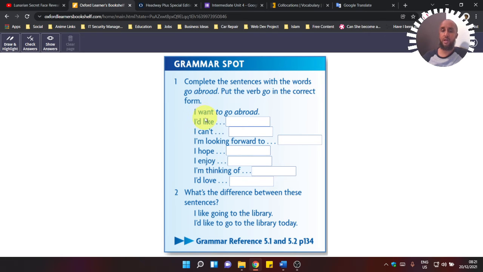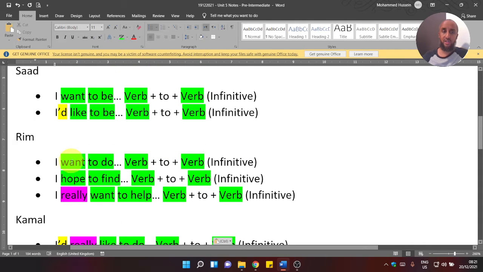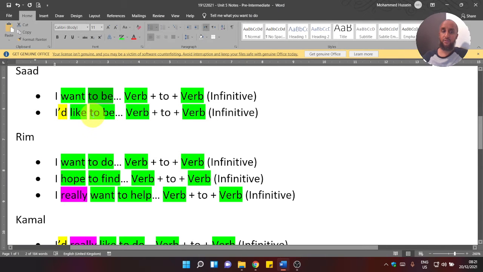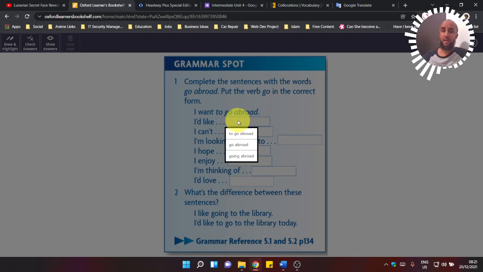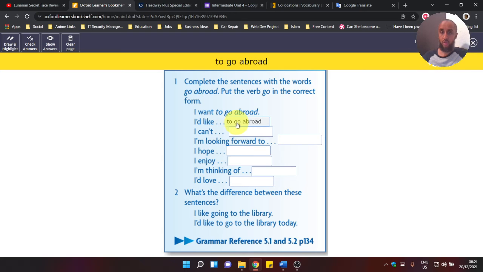Here, for example, it says I want, and with the word want, we should say to go. If you look at the book, every time we say want, we always say to something, to be, to do. This is the pattern. The word want is followed by a to infinitive, not an ing. Next we have I'd like. When we say I'd like, we have to as well. So we say I'd like to go abroad.